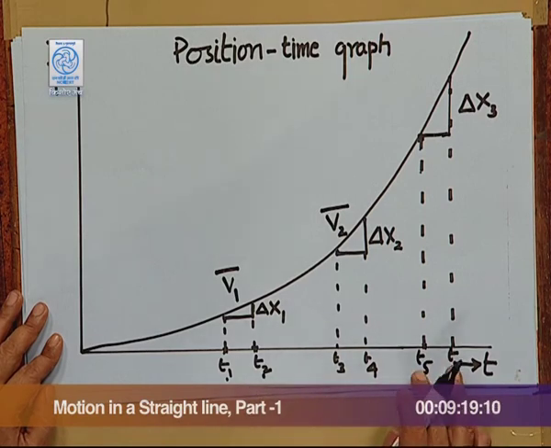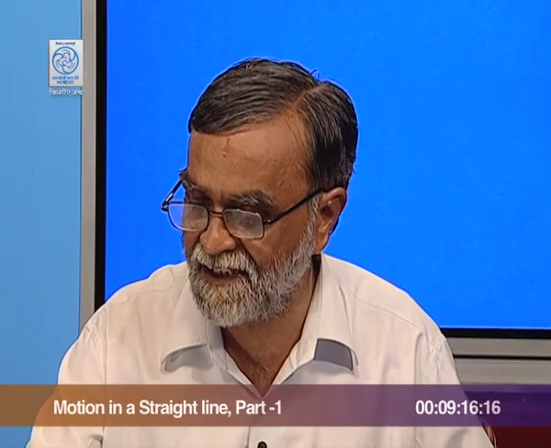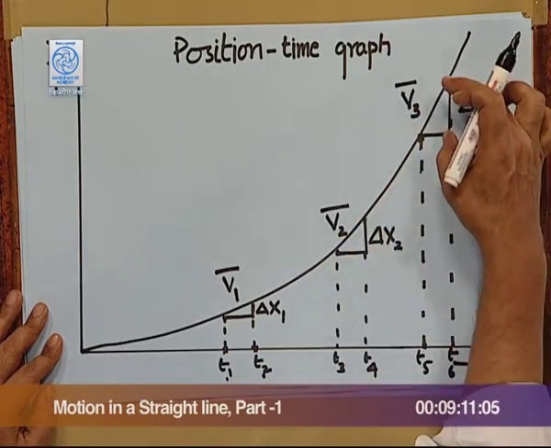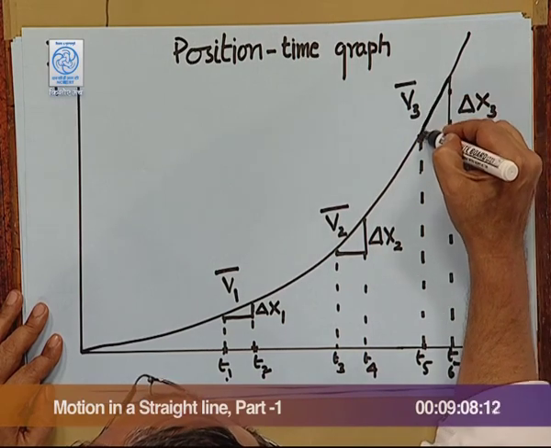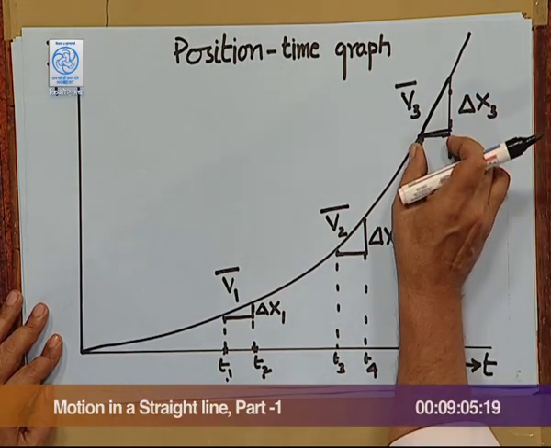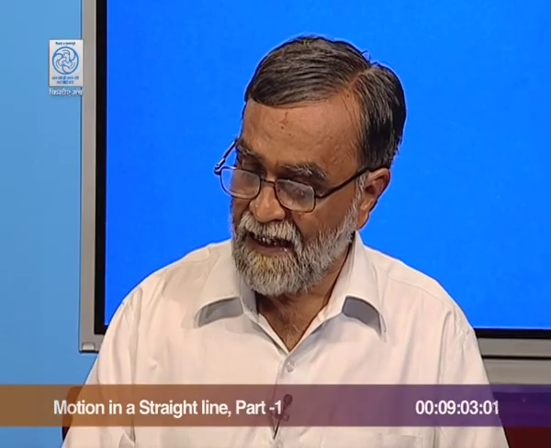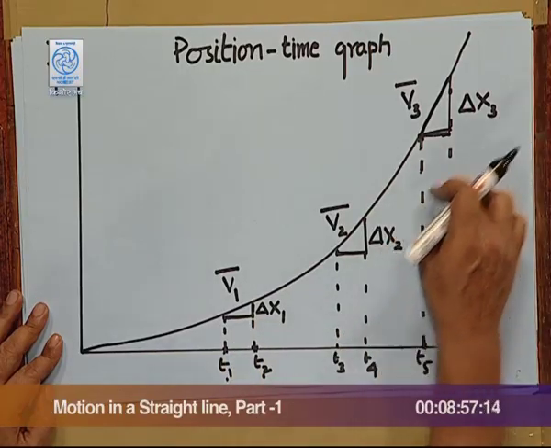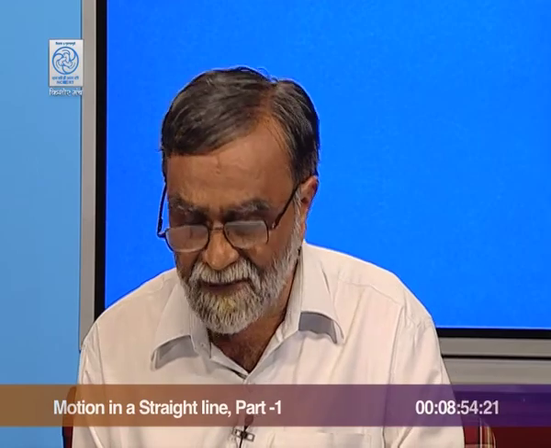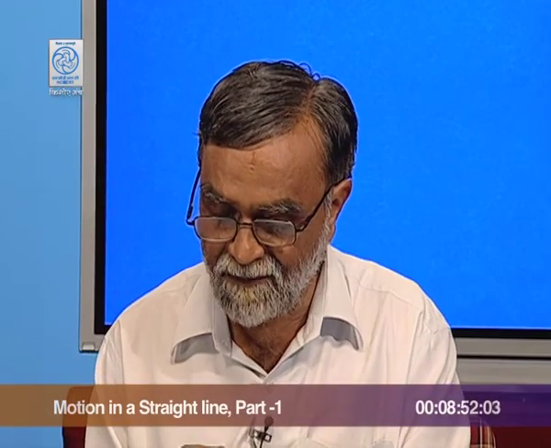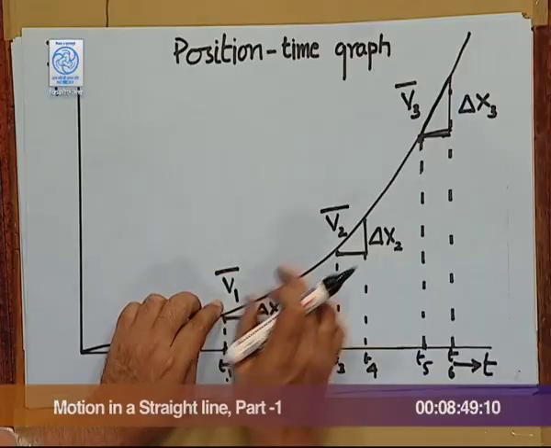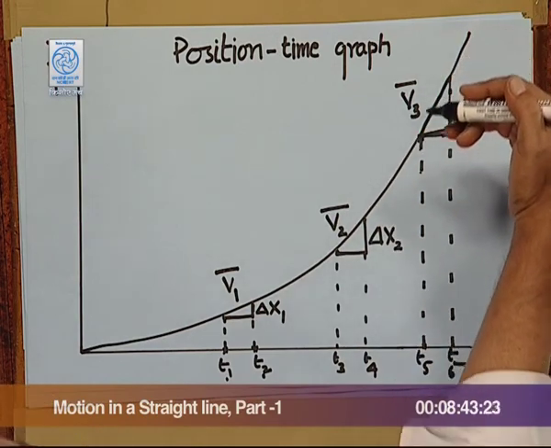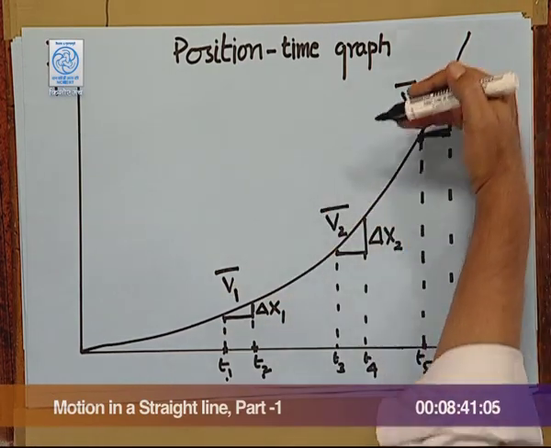The average velocity in the interval t5 to t6, which I indicated here by v3 bar, each one of them is different because the slopes of these are different. That is, if you take this triangle having the same base, but the heights are different. Heights have gone on changing with time, that is delta x1, delta x2, delta x3 are increasing for the same interval of time, but at different timings. What does it mean? The average velocity goes on changing. So, if the position time graph is a curve like this, the average velocity goes on changing with time.